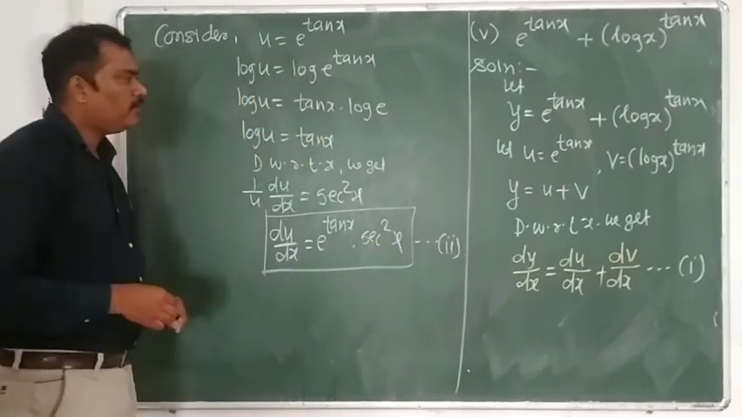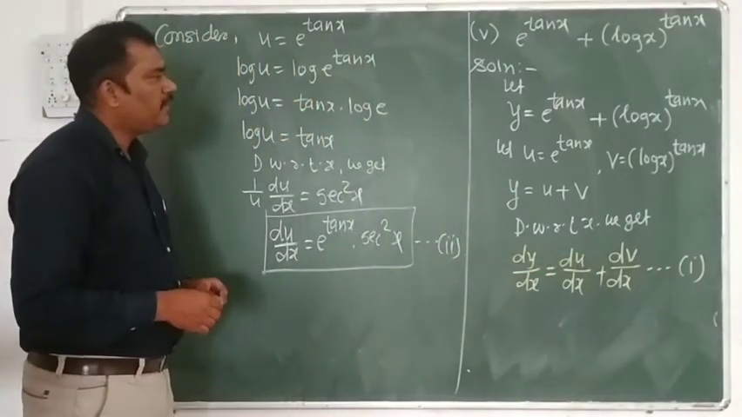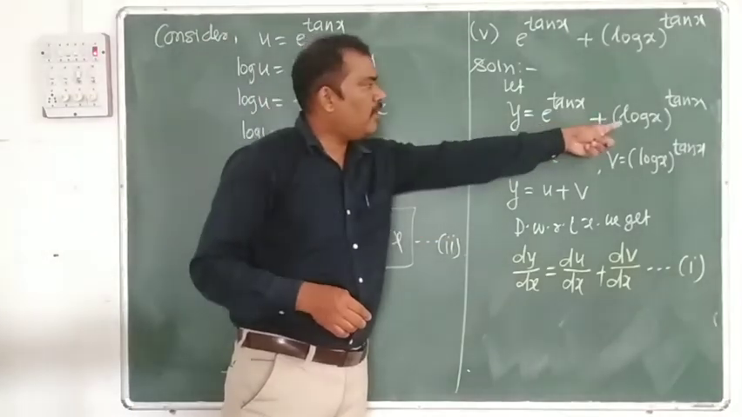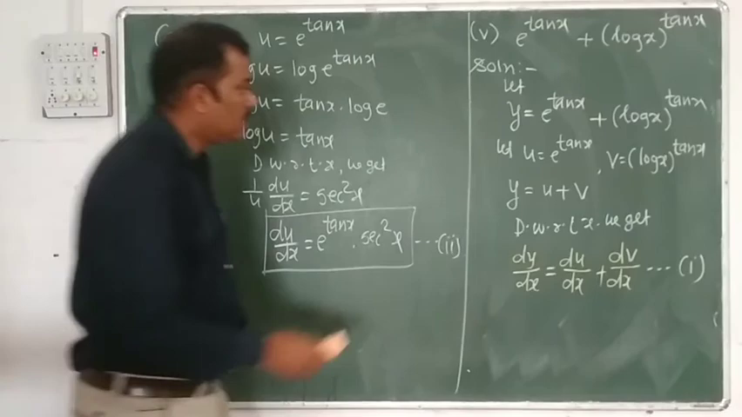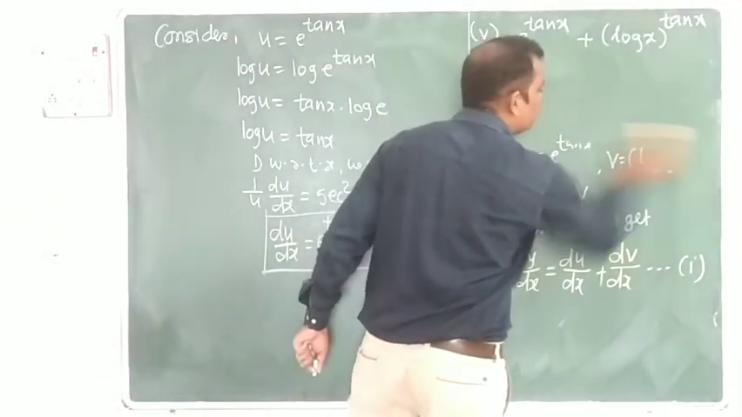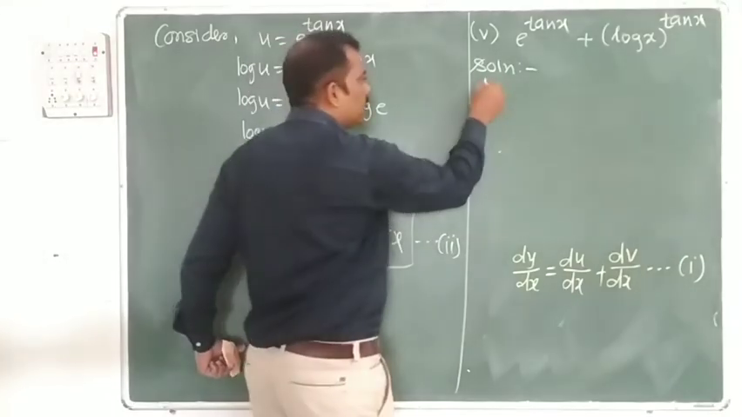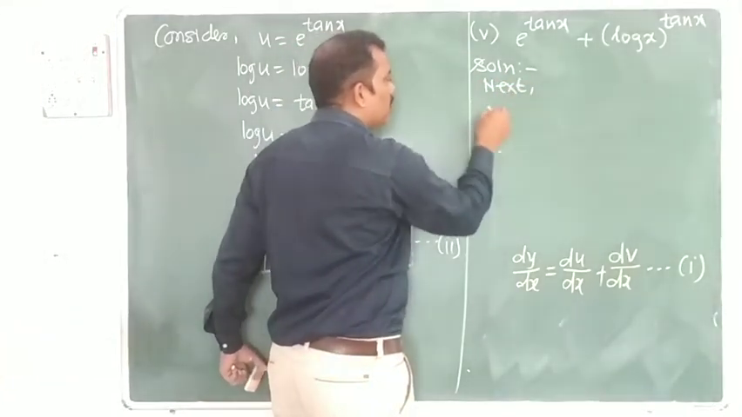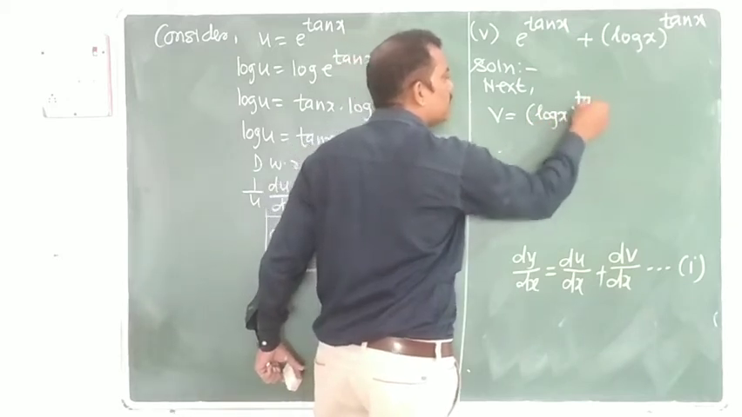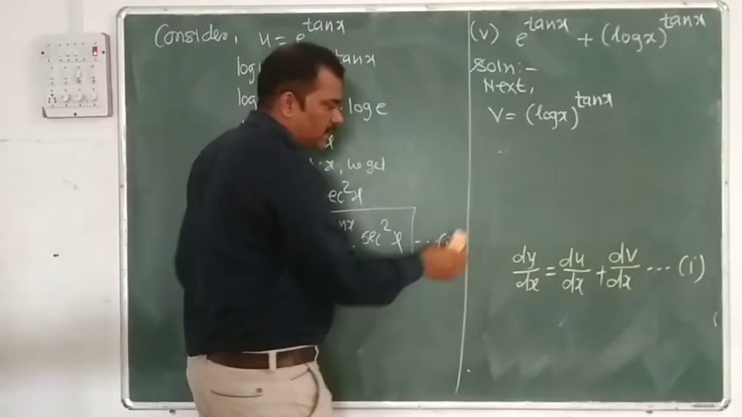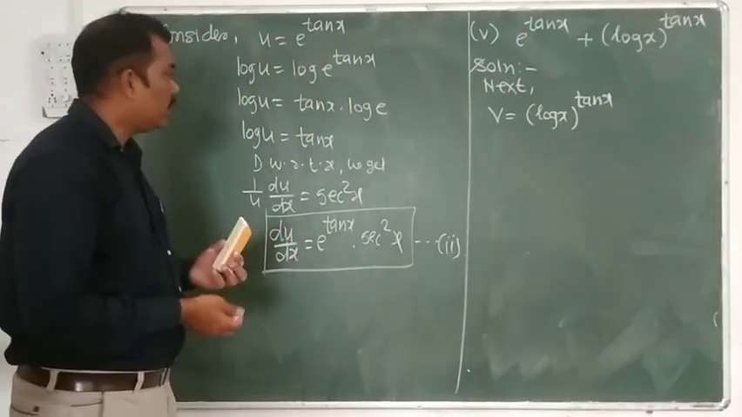Now we have to find the value of dv by dx. So what is v? v is nothing but log x raised to tan x. So we consider v is equal to log x raised to tan x. Keep this one in mind, that is the first number, because we require it at the last step.